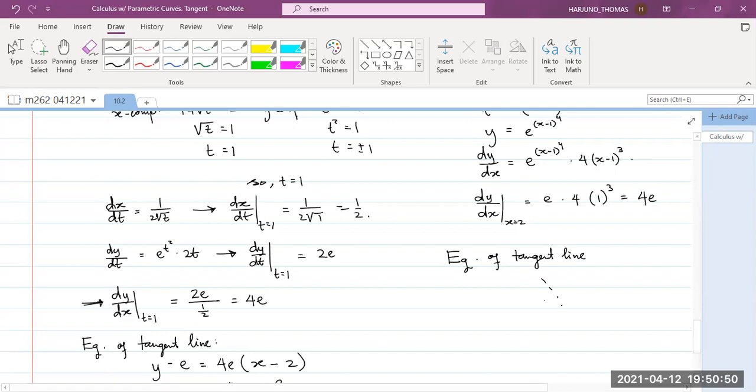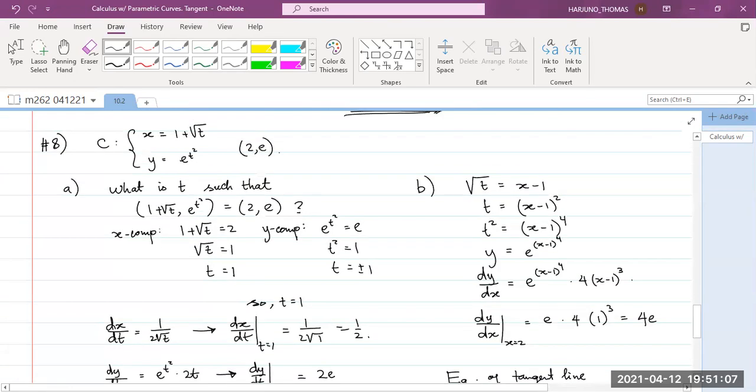So it seems like eliminating the parameter is easier, huh? That's not always true. Eliminating the parameter may not work that well if you don't get a function. What happened here? You still have y as a function of x. You see that? But if you don't have y as a function of x, then eliminating the parameter may give us more confusion instead. That's for number 8.